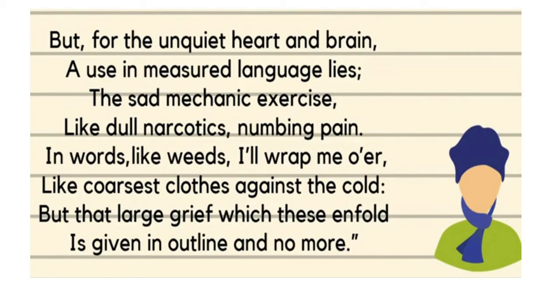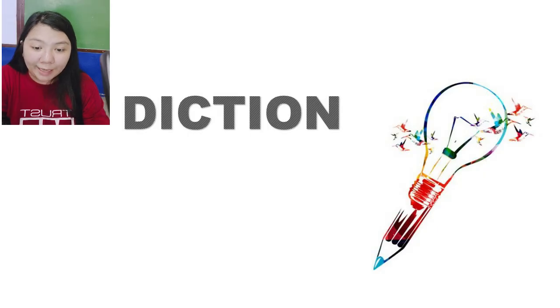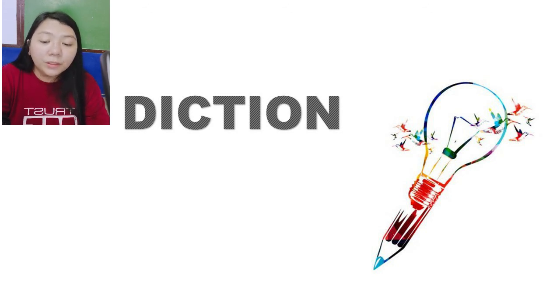So as you can notice, there are rhyming words here like seen, within, feel, reveal, brain, pain, lies, exercise, o'er, more, cold, and enfold. So that makes the literature more poetic.